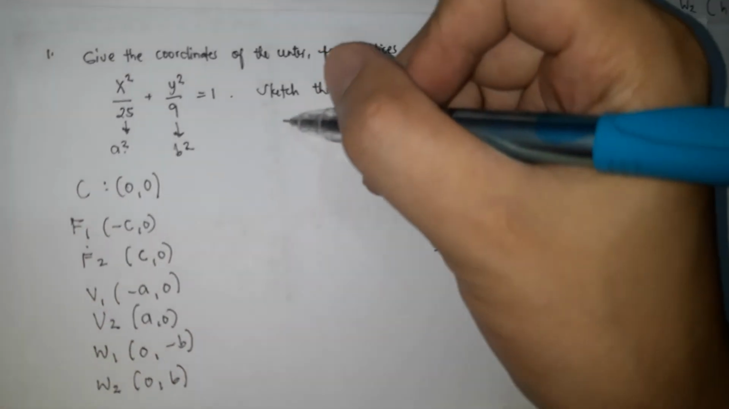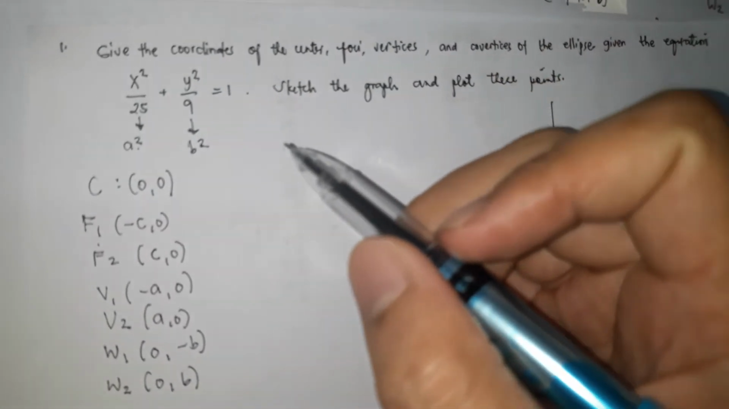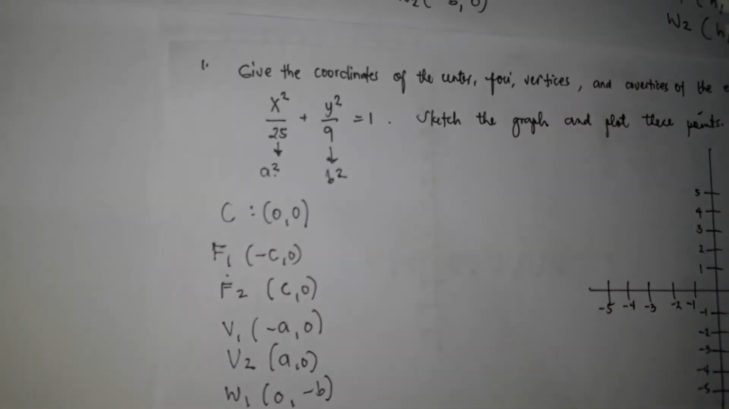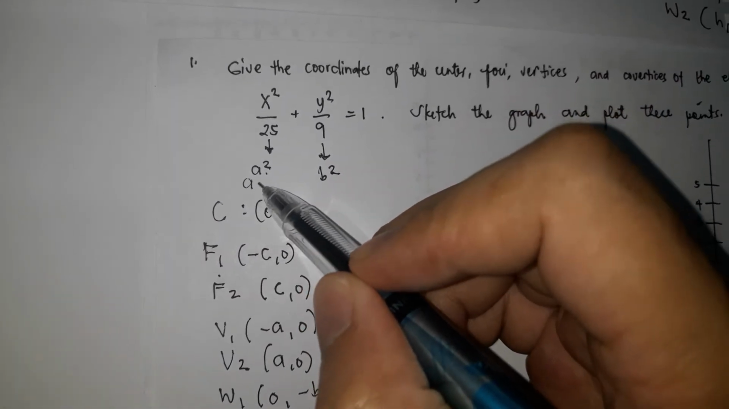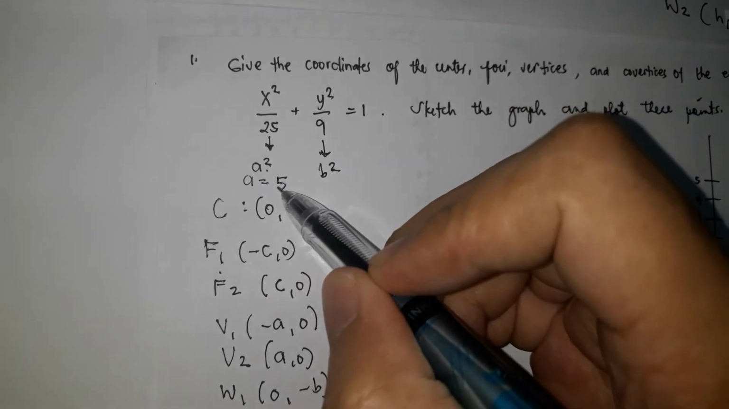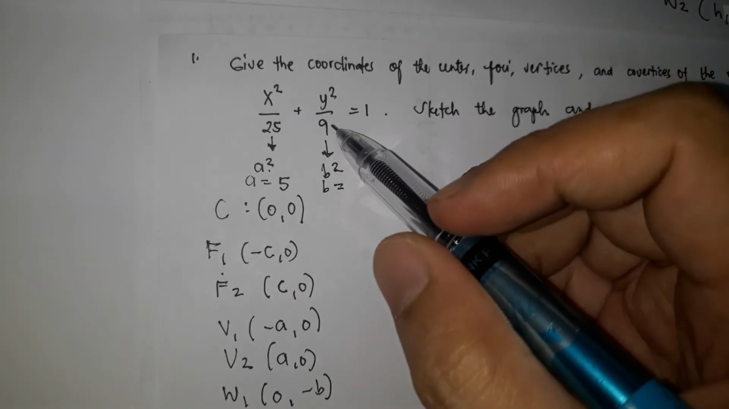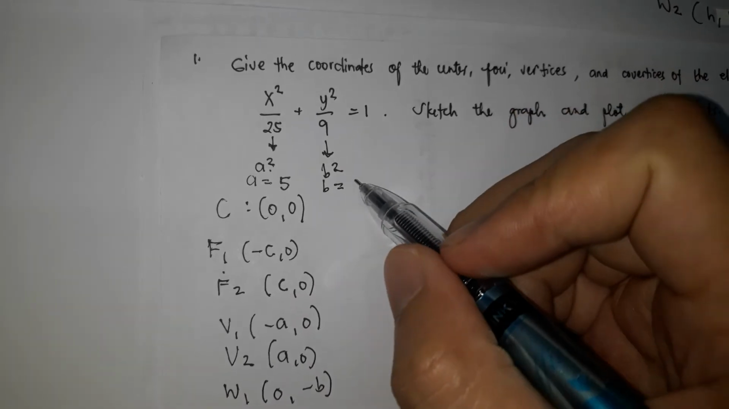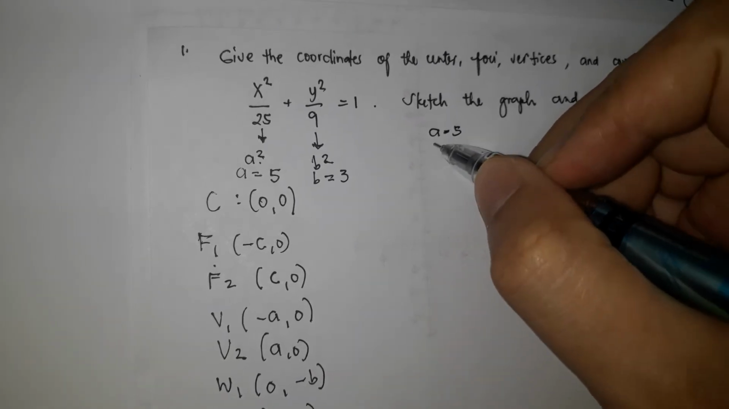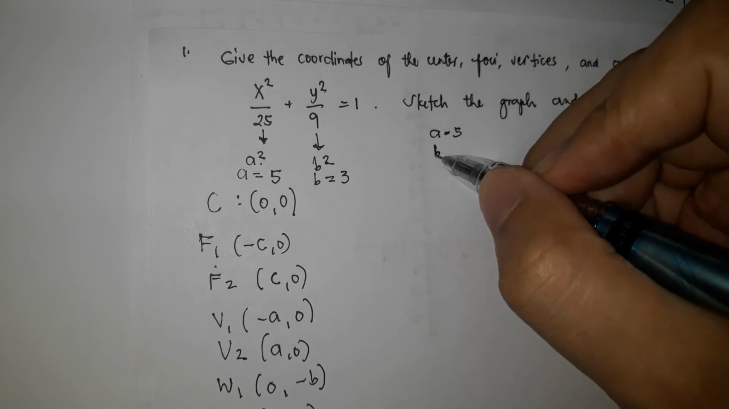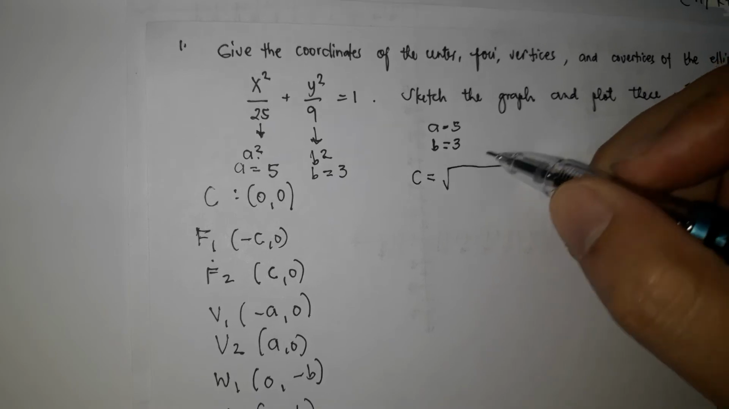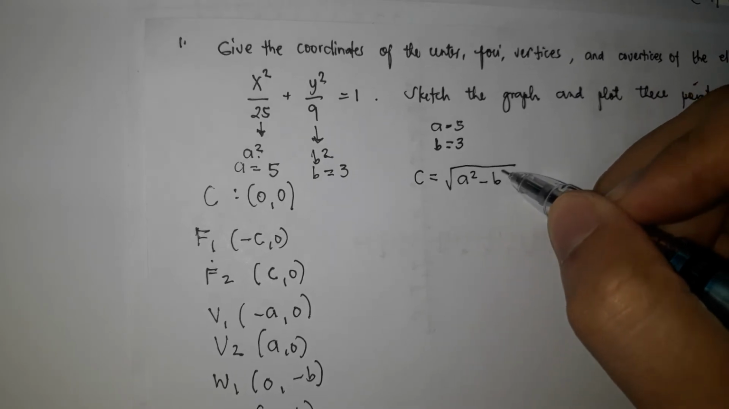So first, we're going to identify what is A. We know that A squared is 25. So, ano yung A? Anong number kapag i-times mo sa sarili niya, the answer is 25? That's 5. Ano namang number kapag i-times mo sa sarili niya, the answer is 9? That's 3. 3 times 3 is 9. So, A is 5. B is 3.